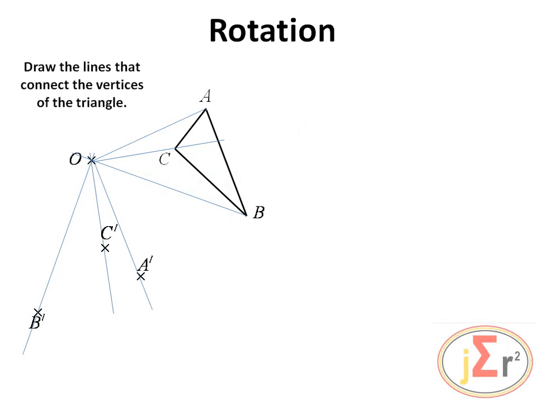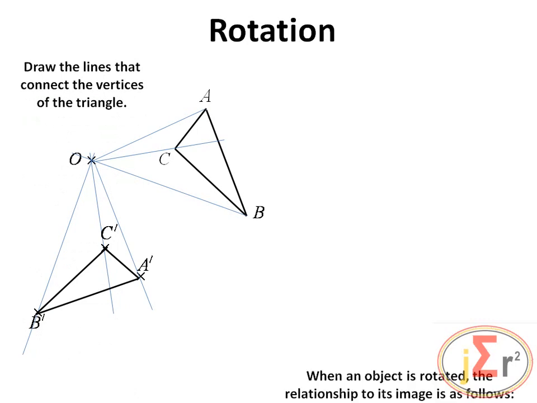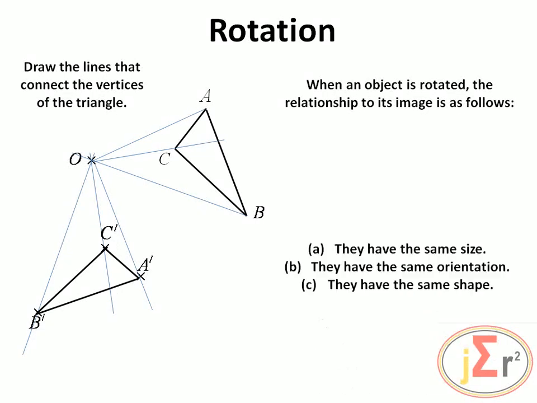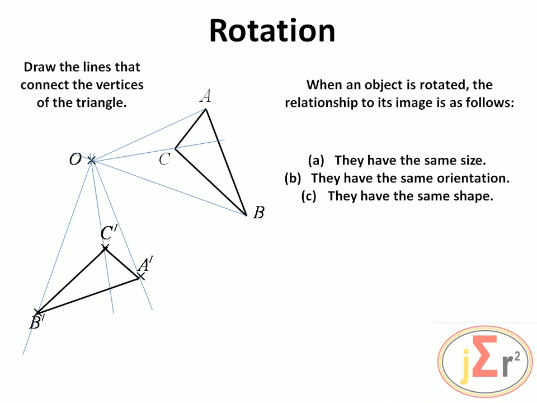So we are going to draw the line in order to connect the vertices, so we may have the image of our triangle, and that image is called A prime, B prime, C prime. When an object is rotated, the relationship to its image is as follows. They have the same size, they have the same orientation, they have the same shape. We may say that they are congruent.